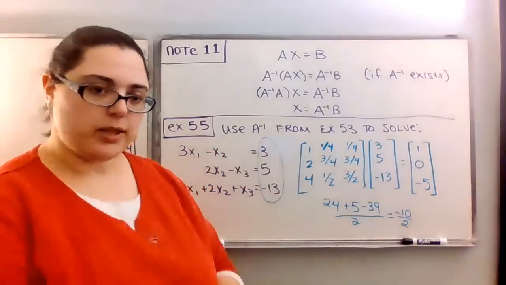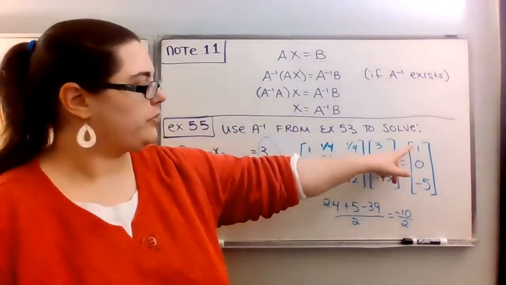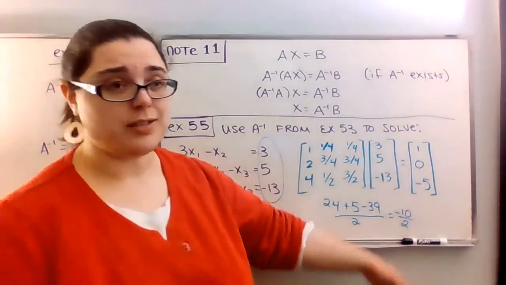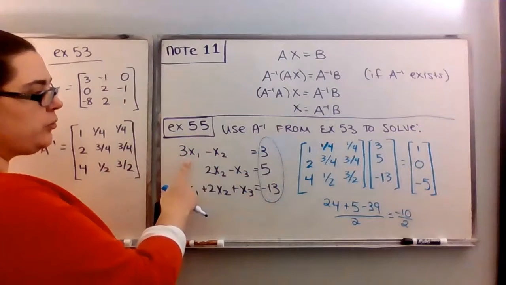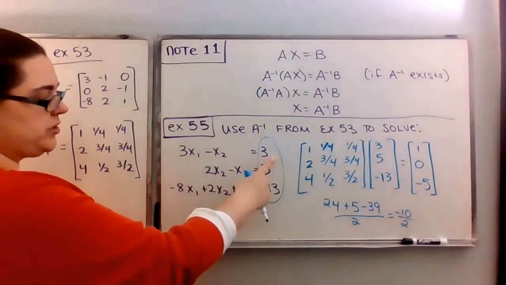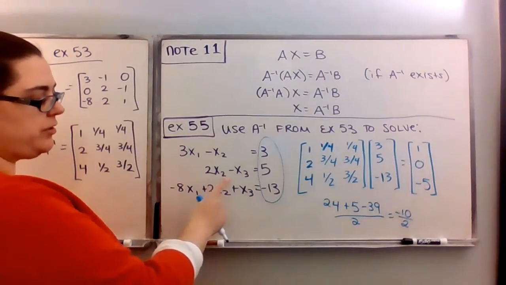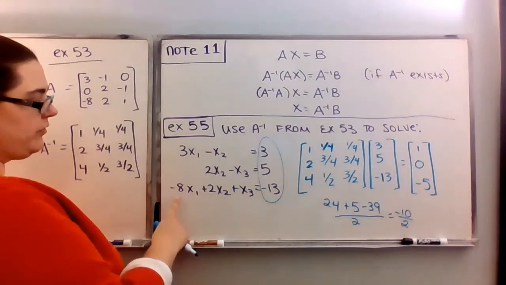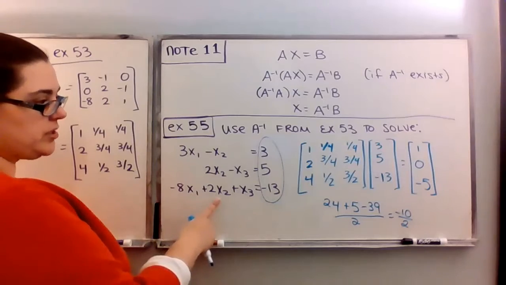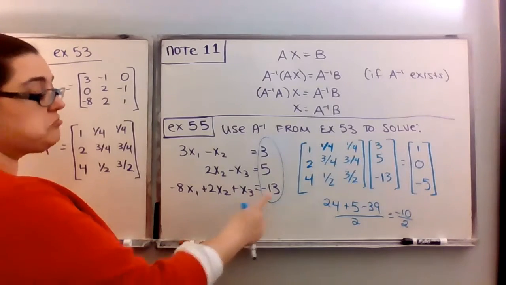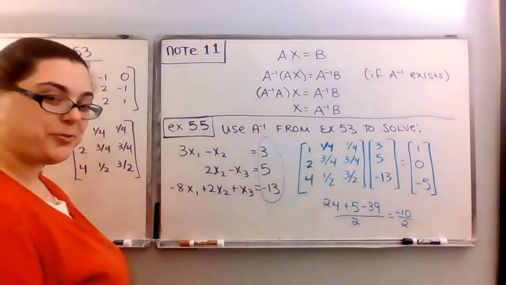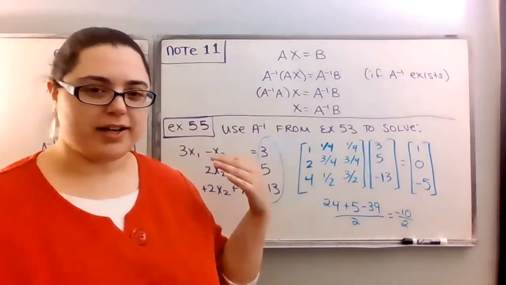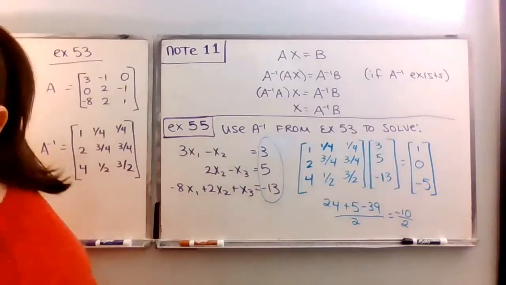If we wanted to check it, we can do so. So let's plug in 1 for x1, 0 for x2, and -5 for x3 and see if we did this correctly. So we get 3 minus 0 is 3. 2 times 0 minus -5 is 5. And now we have -8 plus 0 minus 5 is -13. So it works.